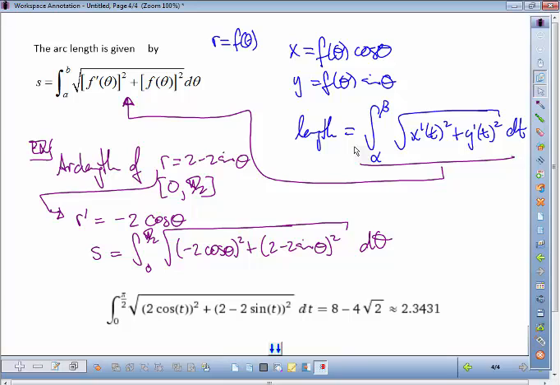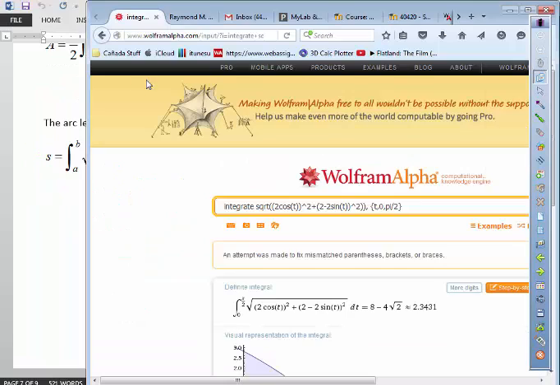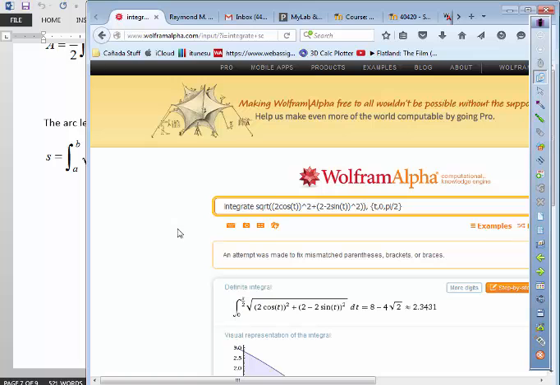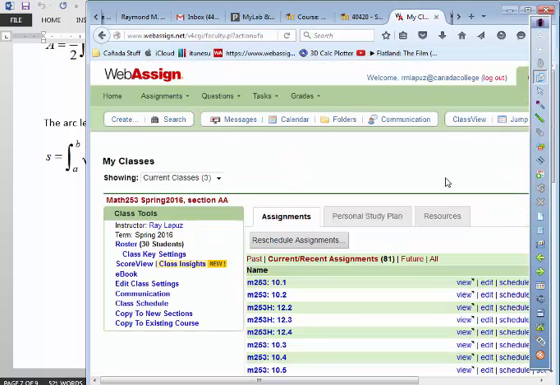Okay, any questions? Yes? Oh, yeah, because it's squared, it becomes positive anyway. Okay. Anything else? All right. Just one more peek at these problems that you have for this section.